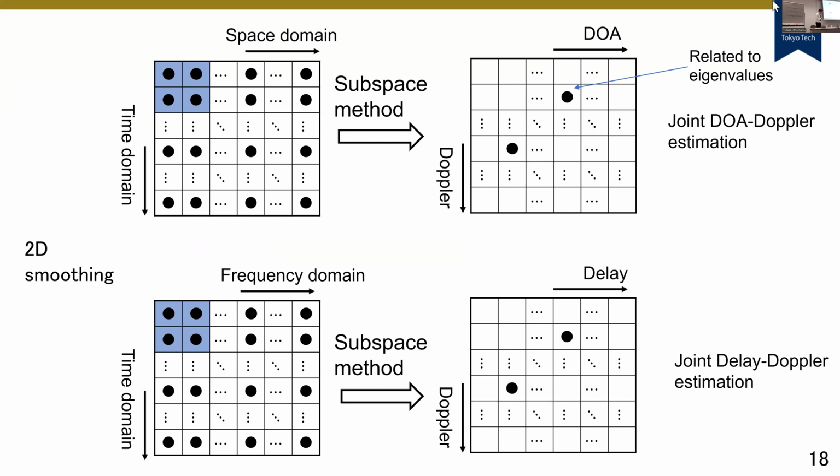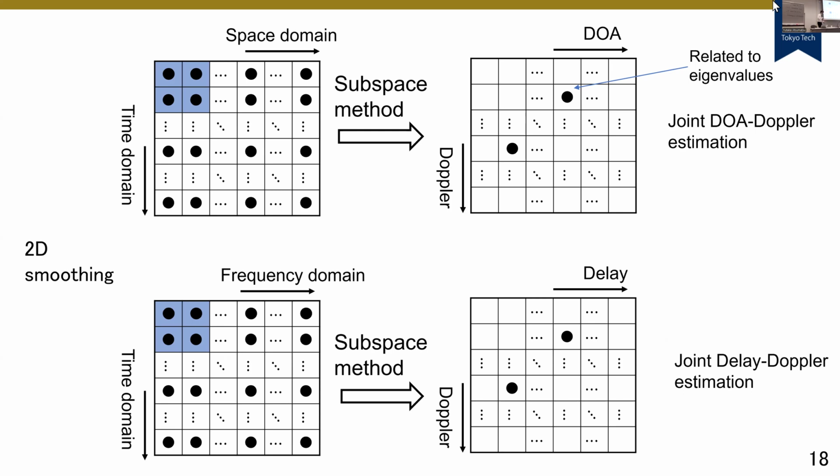So let's make it clearer. The upper figure shows the 2D smoothing in our scenario. We combine the spatial domain and the time domain together. We first conduct the 2D smoothing, and then we use the subspace method to extract the DOA and the Doppler information in the DOA domain and the Doppler domain. This dot actually is related to the eigenvalues obtained by using this subspace technique. From this flow, we can jointly estimate the DOA and the Doppler.